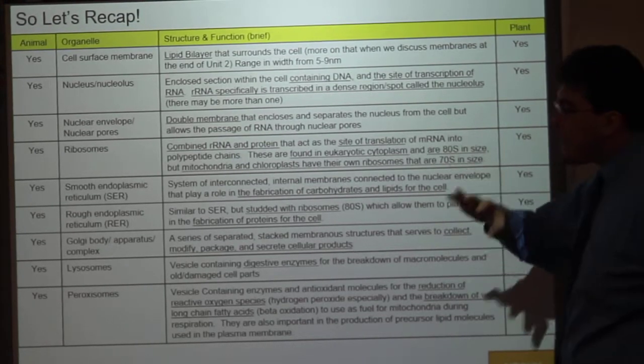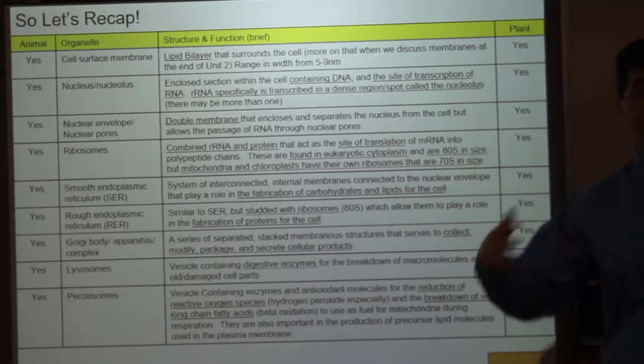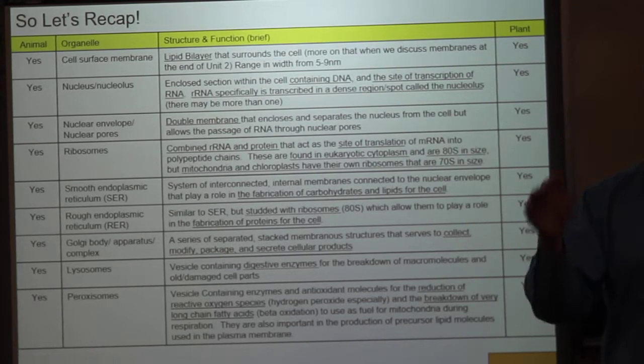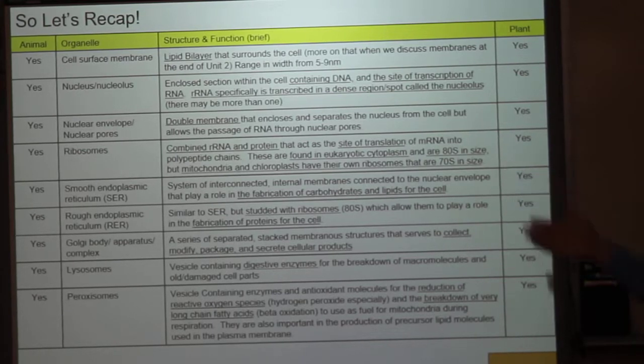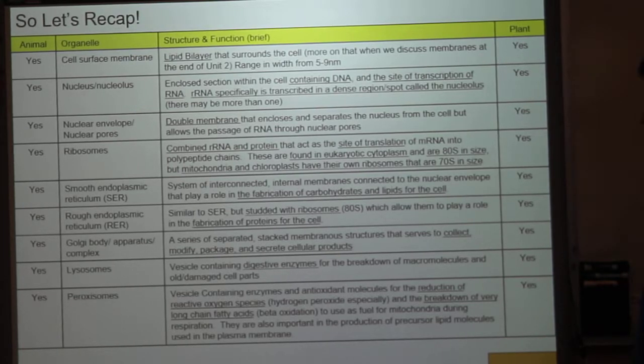Now, Golgi apparatus. That's my preferred way of saying it. However, Golgi body is shorter to write, and you're less likely to spell it wrong. So, Golgi body for now. It is a series of separated, stacked membranous structures that serve to collect, modify, package, and secrete cellular products.